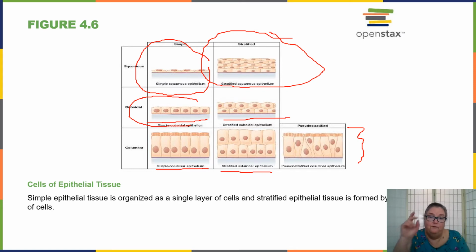So remember that we've got stratified, which is layers, and we've got simple, which is one layer. We've got squamous, which is flat, cuboidal, which is like a cube, and columnar, which is like a column or a rectangle.